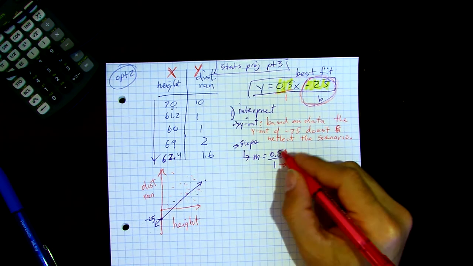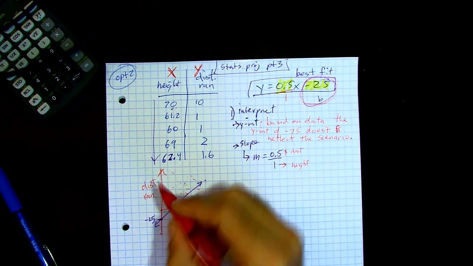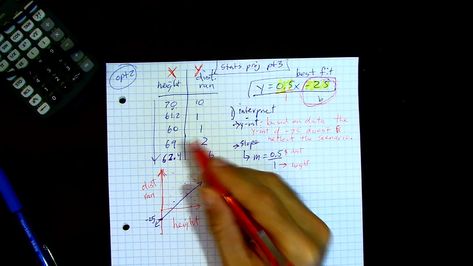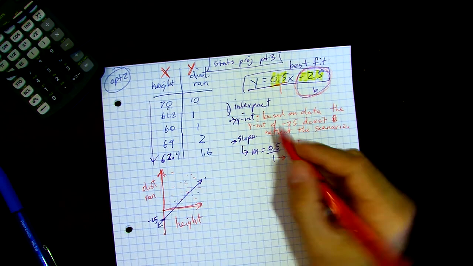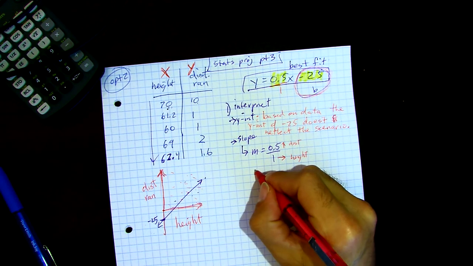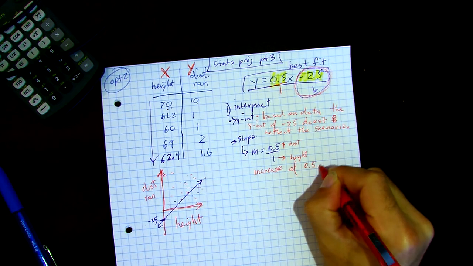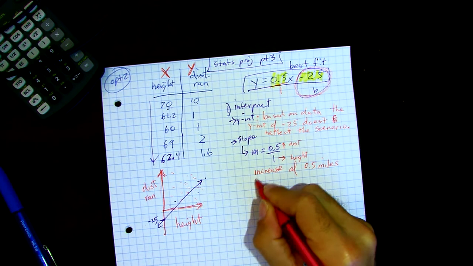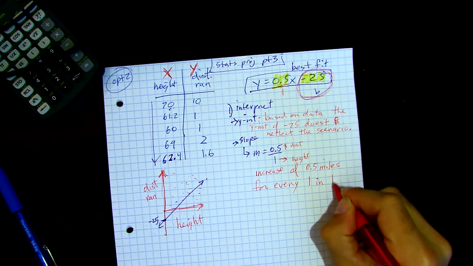So remember that up is talking about distance, and to the right is talking about height. The rise over the run is directly related to the rise, which is our y-axis, and the run, which is our x-axis. So if I'm looking at this, I see that my rise over the run is 0.5 over 1. So what is that saying? That's saying there's an increase of 0.5 miles for every 1 inch taller.